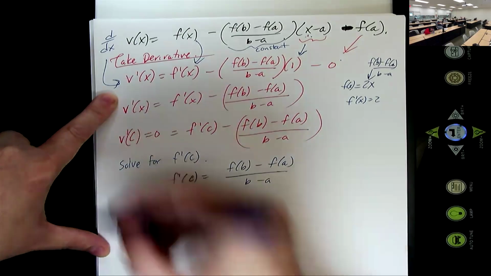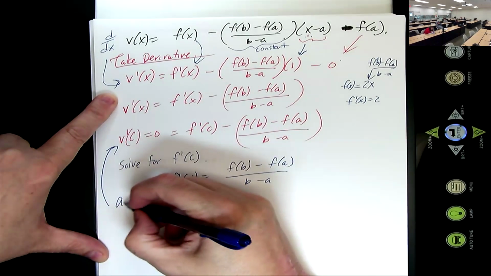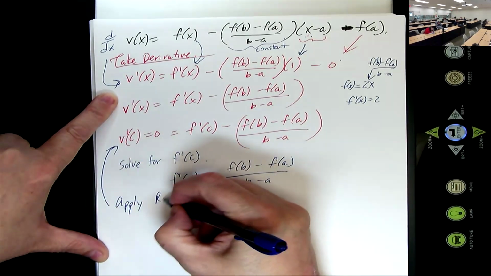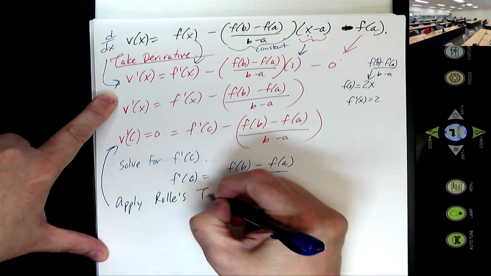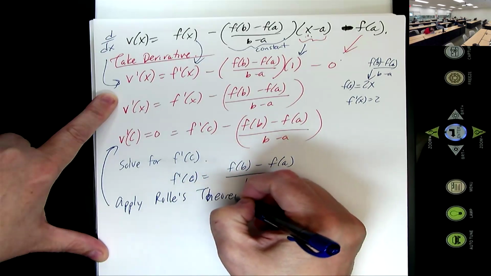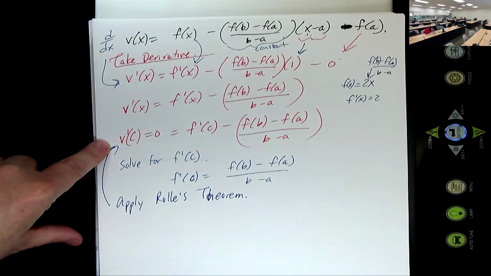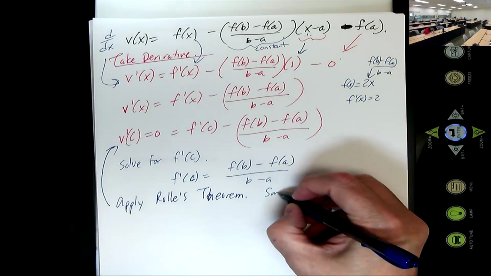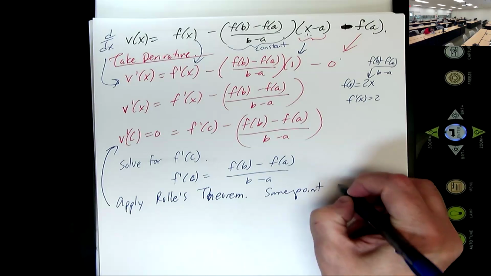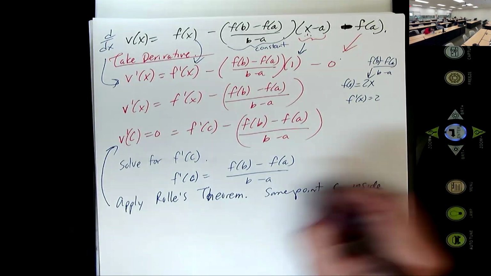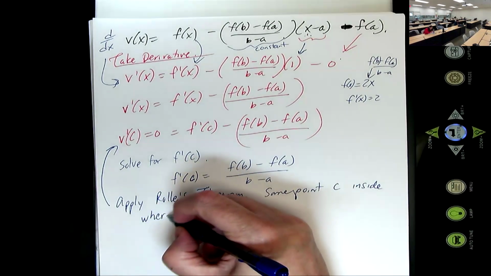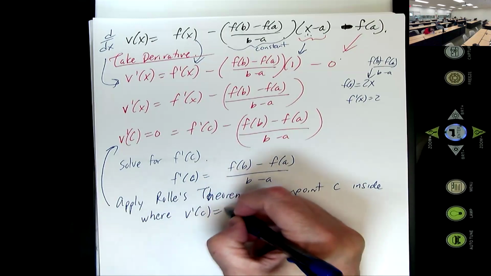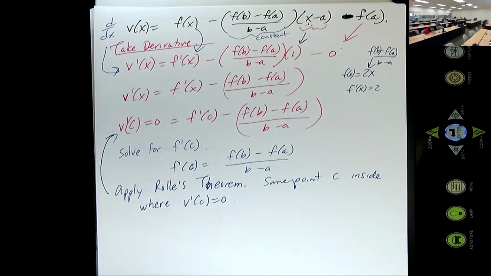When you apply Rolle's theorem, then there's some point C inside where that derivative equals 0. And then you're solving for f prime of C.